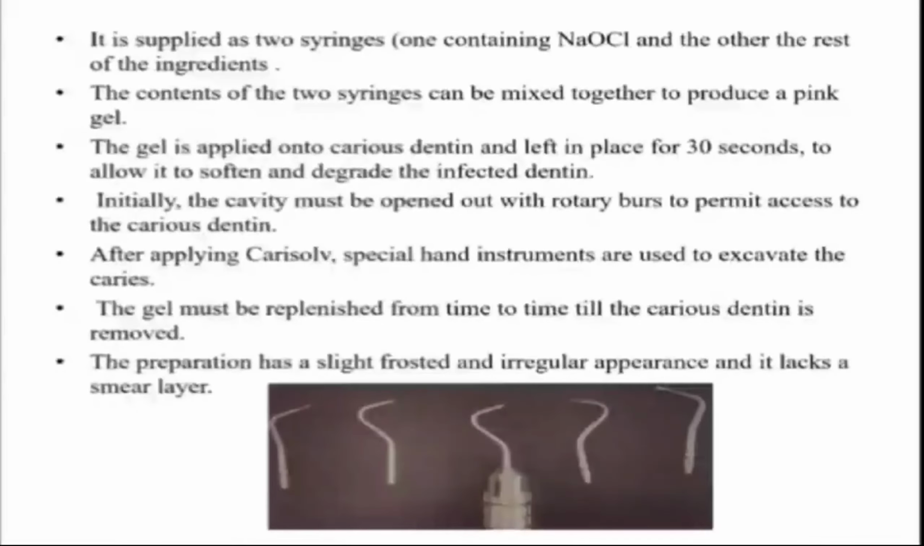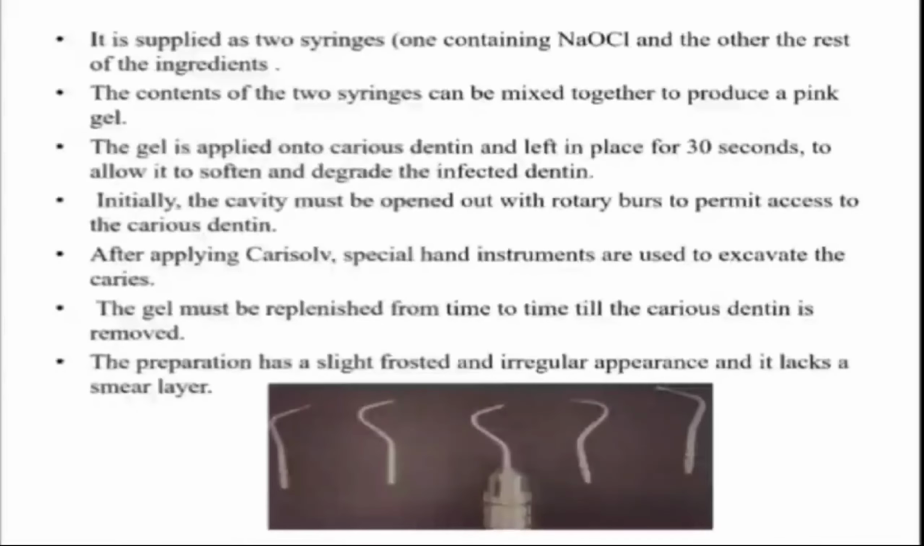After that, initially the cavity is opened with a rotary burr to assess the carious dentine, and after that a special hand instrument is used to excavate the caries. The gel may be replenished from time to time till the carious dentine is removed, and the preparation has a slight frosted and irregular appearance, and it lacks smear layer. Next one is mechanism of action, and last one is advantages and also disadvantages.